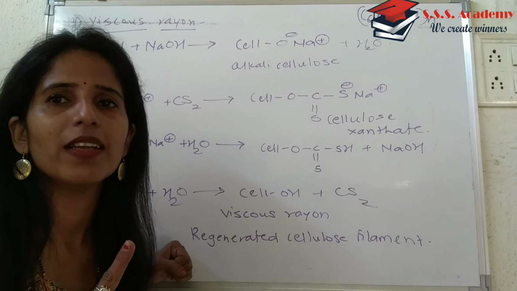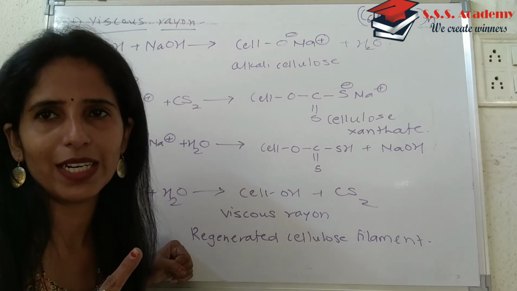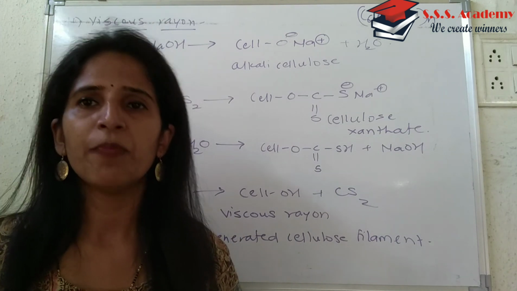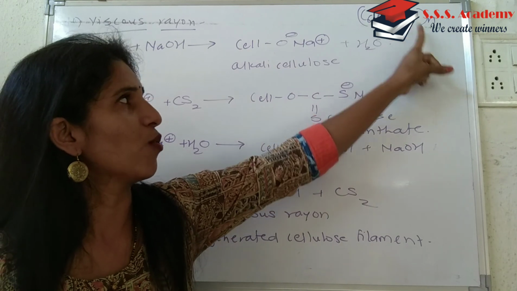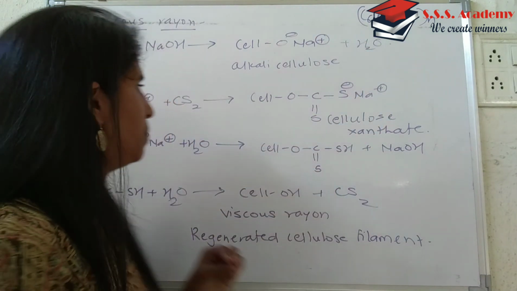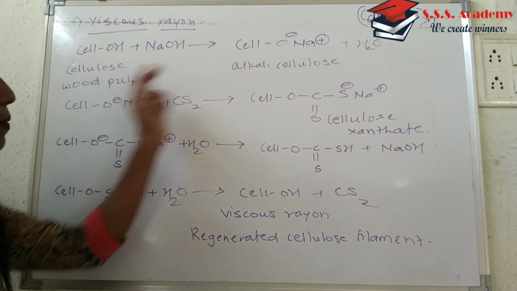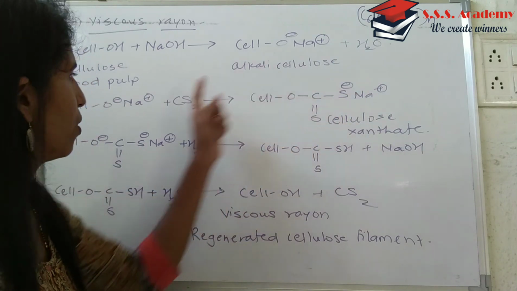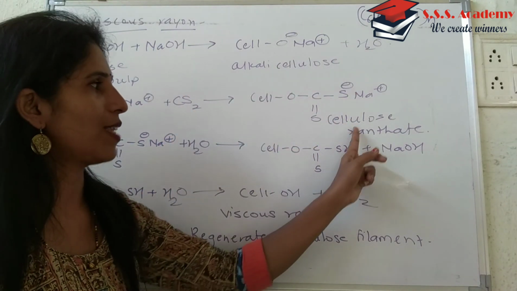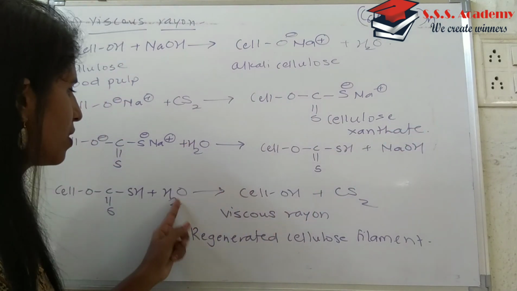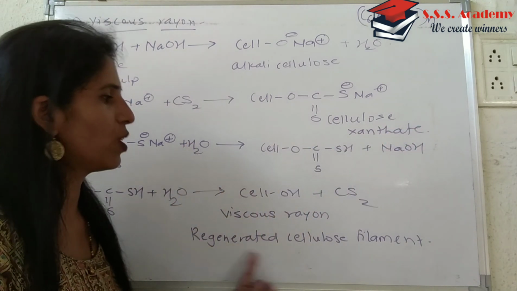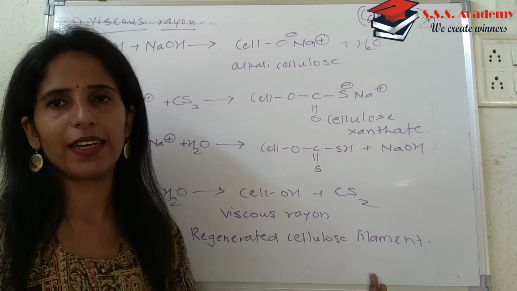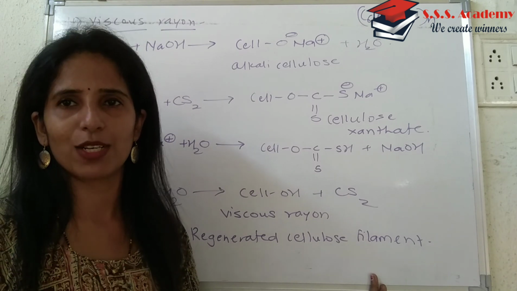In the first point you will write that cellulose, the wood pulp, is converted into viscose rayon. In the second point you will write that cellulose is a linear polymer of glucose, said to possess the formula C6H10O5N. And in the third point you will write that cellulose, the wood pulp, is allowed to react with alkali, which will give you alkali cellulose. That alkali cellulose is allowed to react with CS2 to give cellulose xanthate, which on hydrolysis gives viscose rayon, that is regenerated cellulose filament. After this point you will start writing the reactions. So let's see now how those reactions take place.